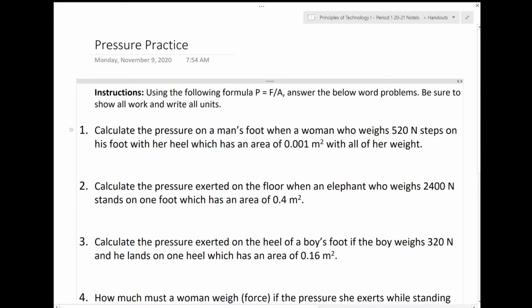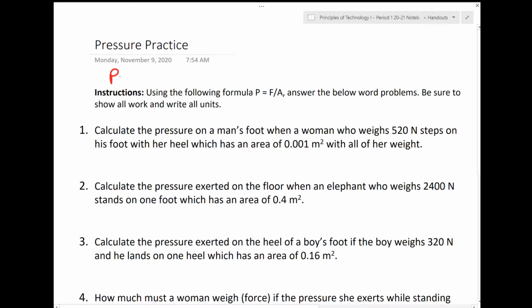Good morning. Today I'm going to go over the pressure practice worksheet with you that we are doing in class. They're all fairly straightforward. They all use variations of the equation pressure is equal to force divided by area.